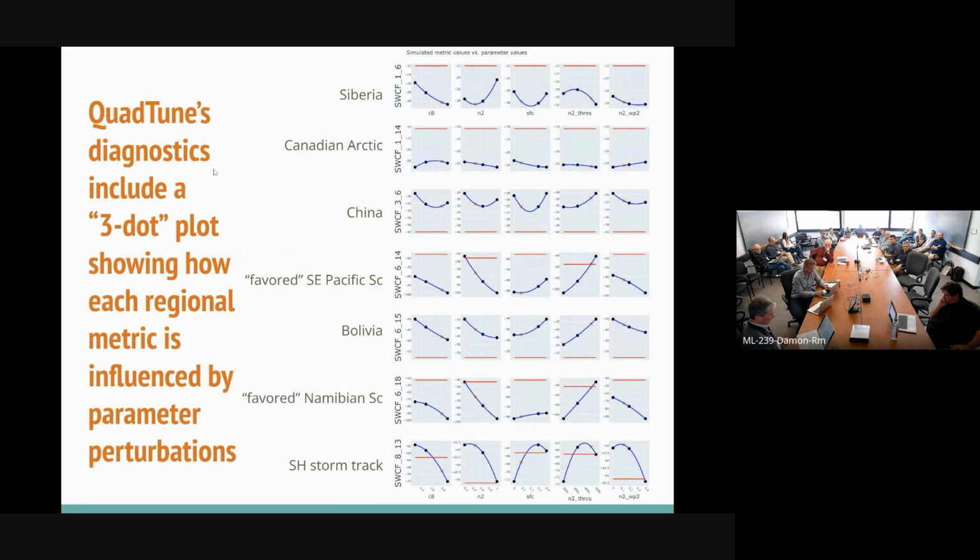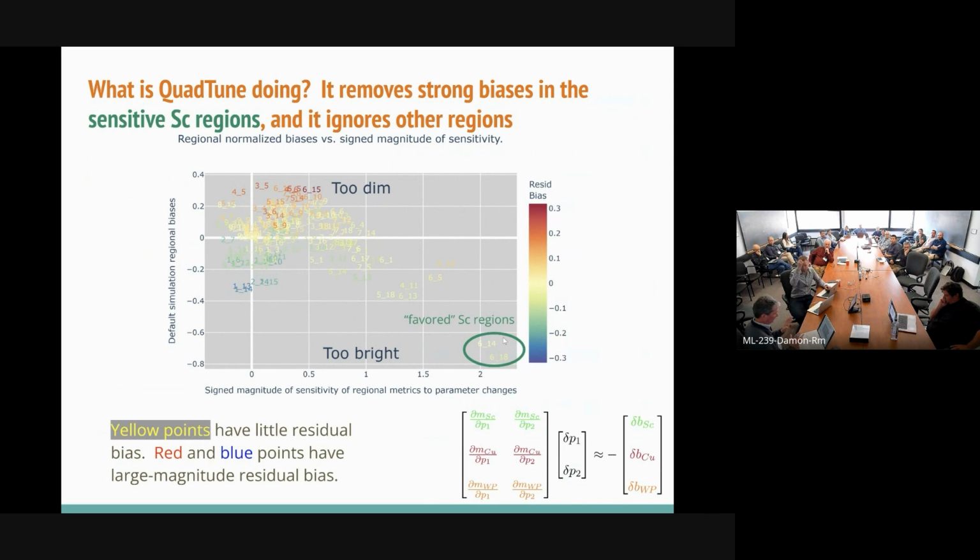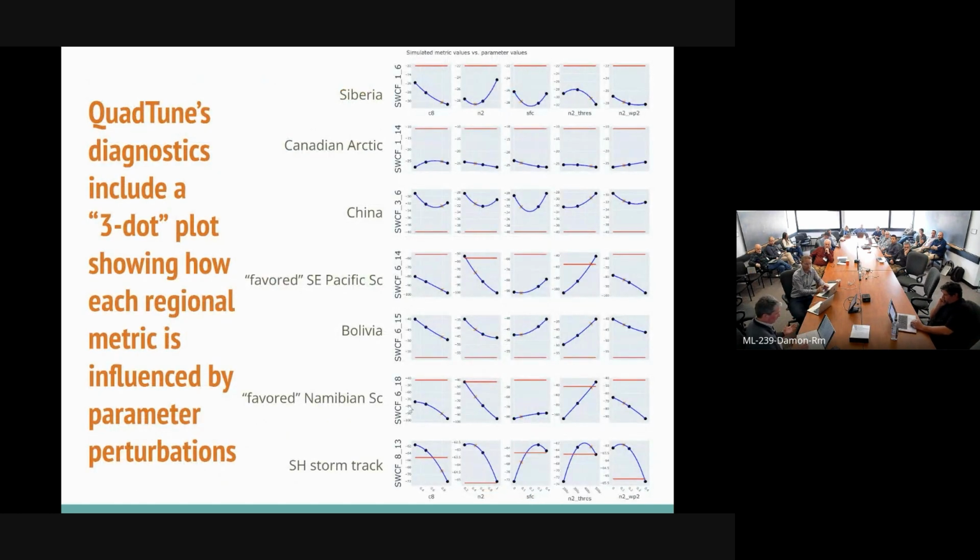So QuadTune adds some diagnostics. Let me show some of these. These are the favored regions. Those are the points that QuadTune is insistent on fitting because that really reduces the value of the loss function. Here's one of those regions, and there are 3 dots here. The middle dot shows the default simulation, so that's the value of C8, one of our parameters, on that region. The 2 outside dots are the sensitivity runs. We perturb C8 high, we perturb it low, and we get these values. The orange X here is QuadTune's recommended parameter value, what QuadTune thinks is an optimal value. I hope you can see my cursor.